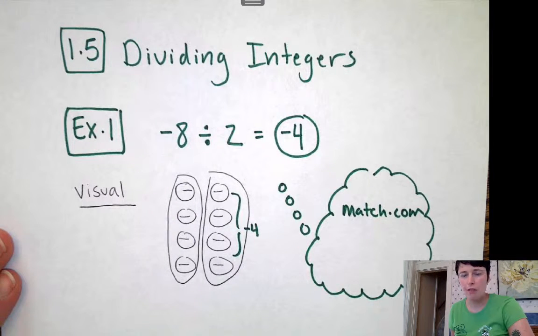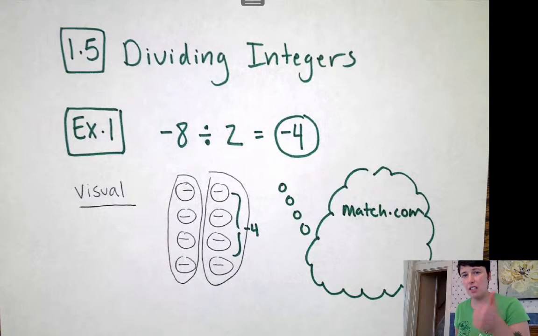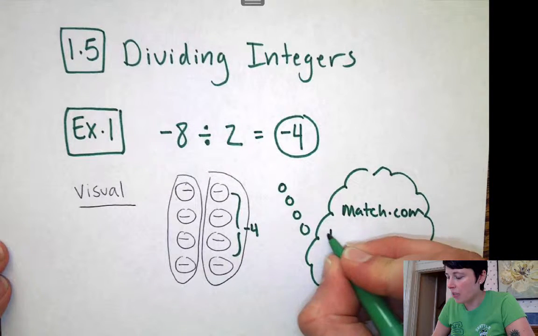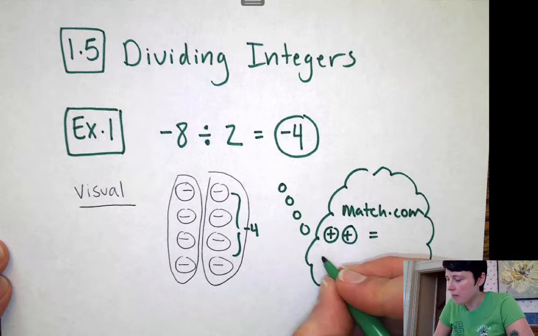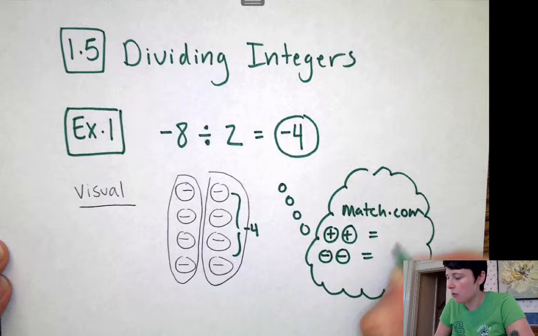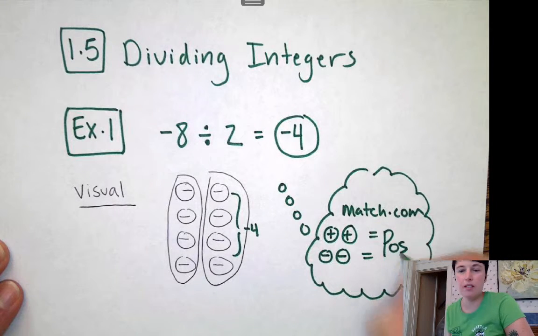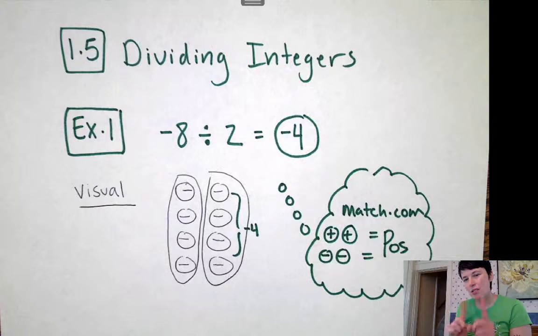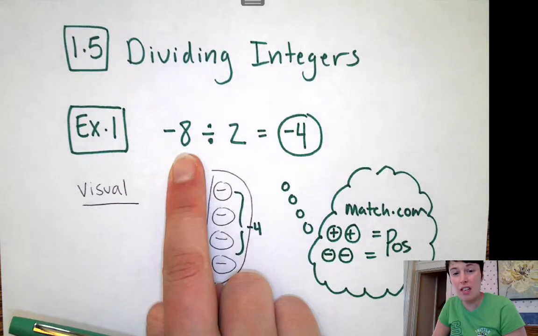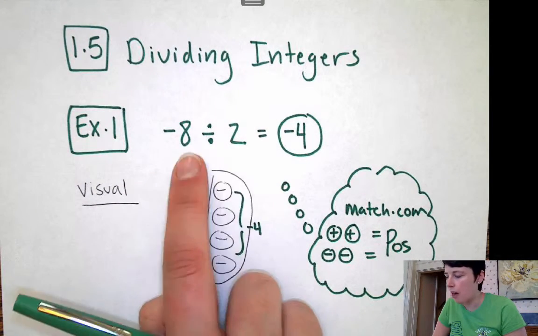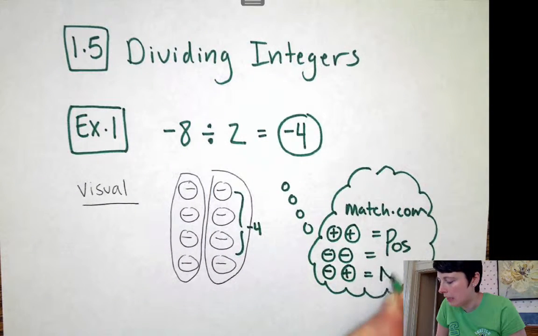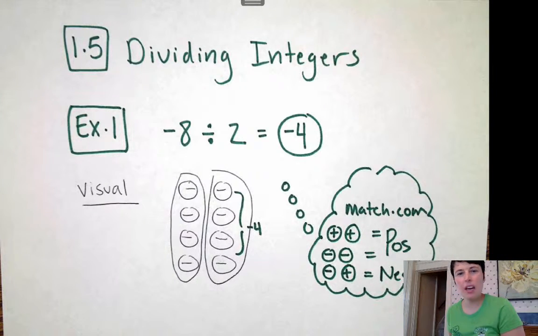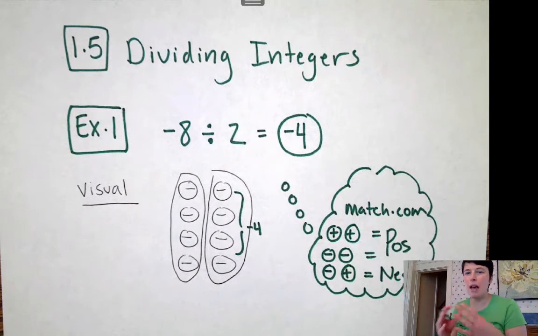The match.com rule says if they are matching, that's a good thing. So if I am dividing 2 positive numbers, that's awesome. That's a match. Or if I am dividing 2 negative numbers, that's also great. Those would both be positive answers. But if the signs do not match up, like in our example here, -8 divided by 2, one of them's a negative number, one of them's a positive number. That's bad. That's negative. So we've got to look at the signs of the numbers and decide, is it a match or is it not? And then we just do our regular division.